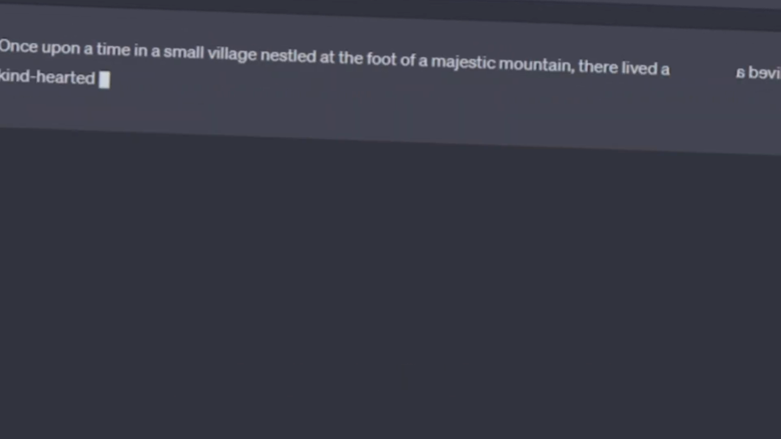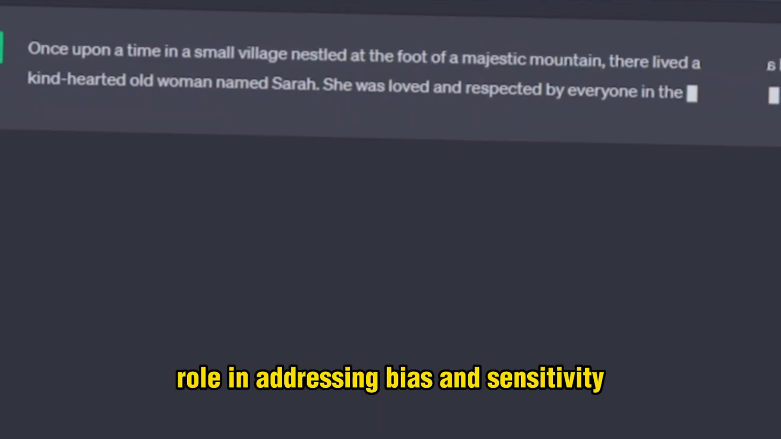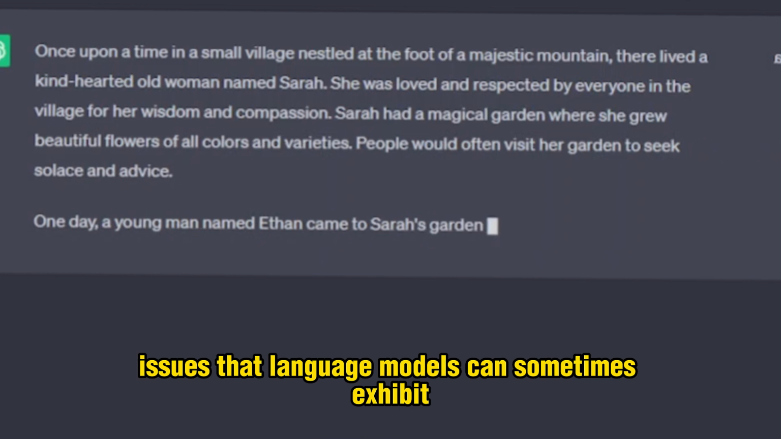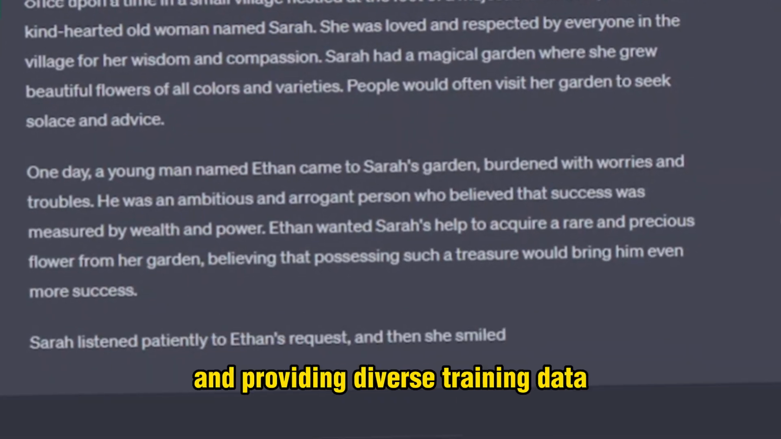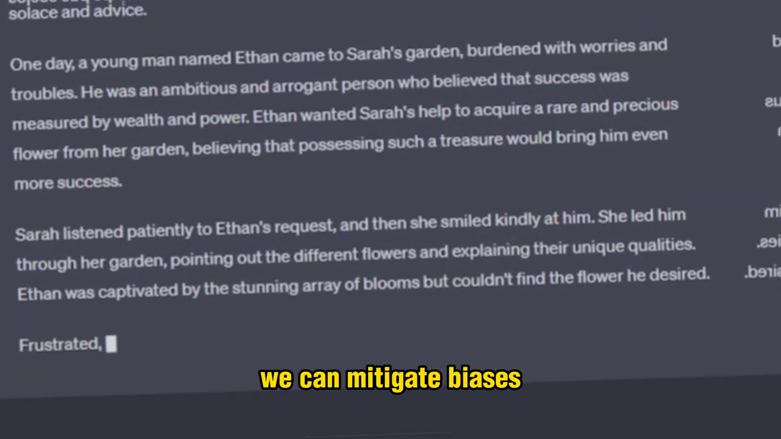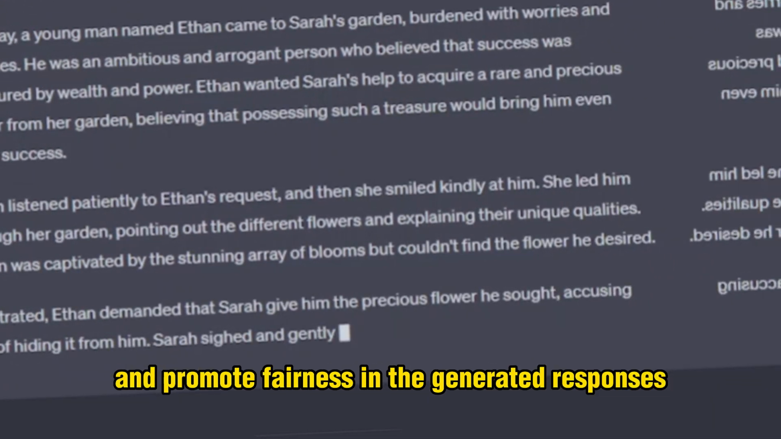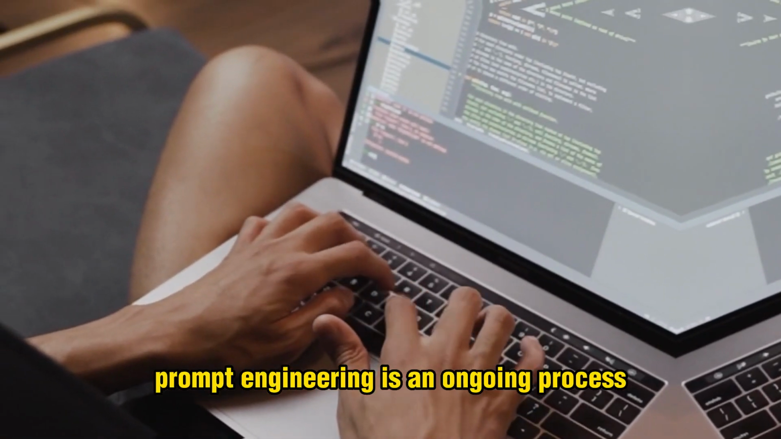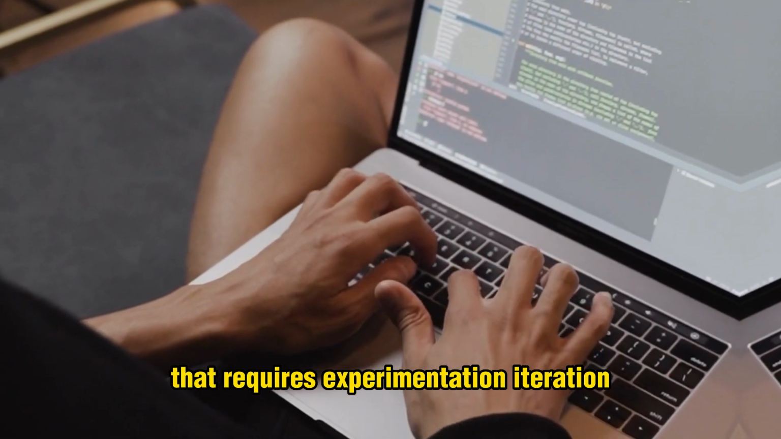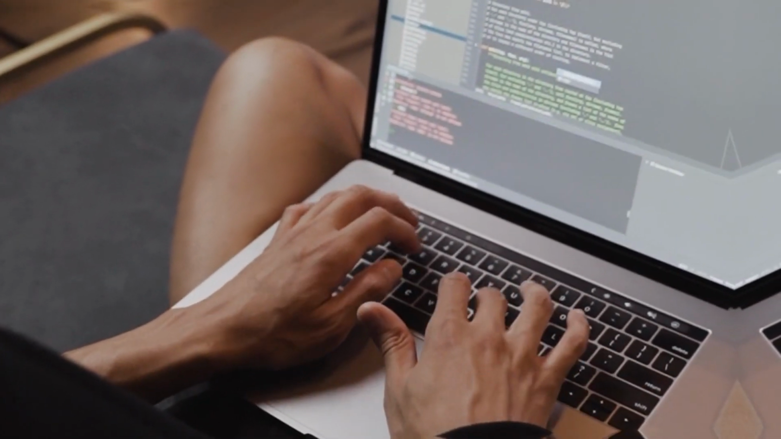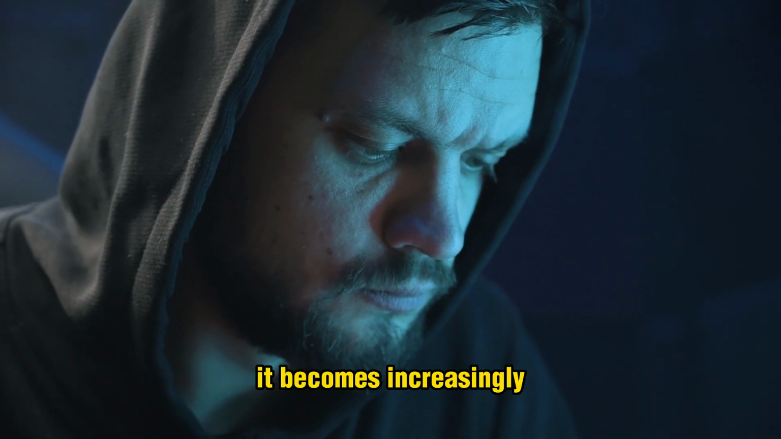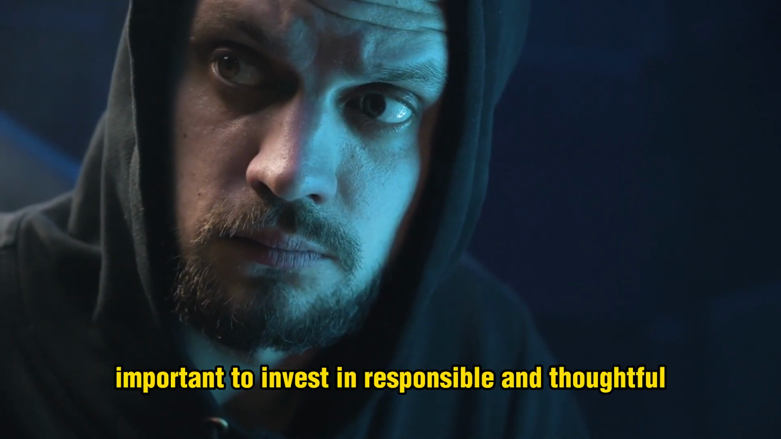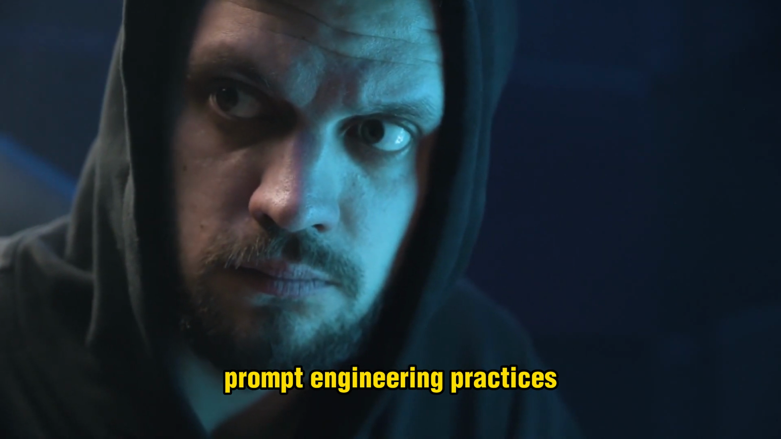Prompt engineering also plays a crucial role in addressing bias and sensitivity issues that language models can sometimes exhibit. By carefully crafting prompts and providing diverse training data, we can mitigate biases and promote fairness in the generated responses. Prompt engineering is an ongoing process that requires experimentation, iteration, and continuous improvement. As language models become more powerful, it becomes increasingly important to invest in responsible and thoughtful prompt engineering practices.